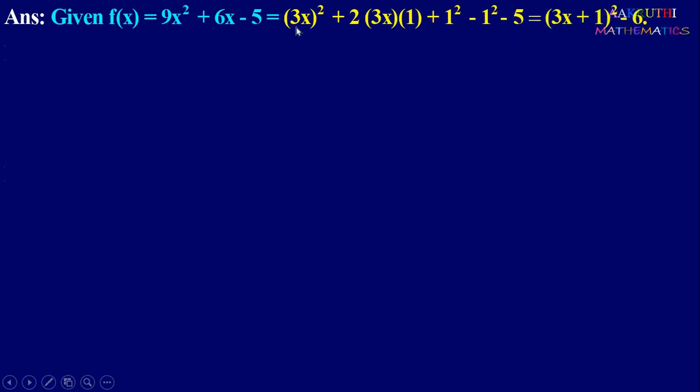And we can write this as (3x plus 1) whole square, minus 1 square is minus 1, minus 5, it is minus 6. So we get (3x plus 1) whole square minus 6. So therefore f of x can be written as (3x plus 1) whole square minus 6.